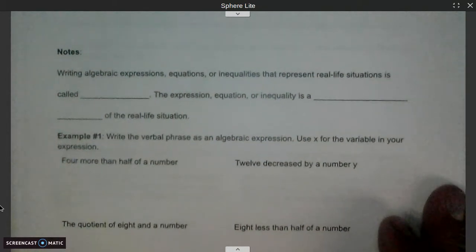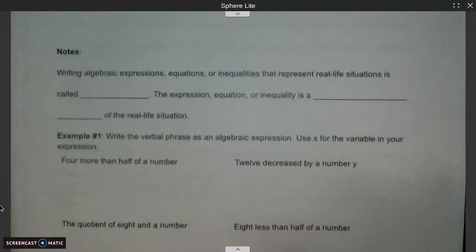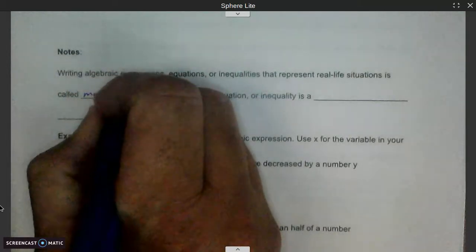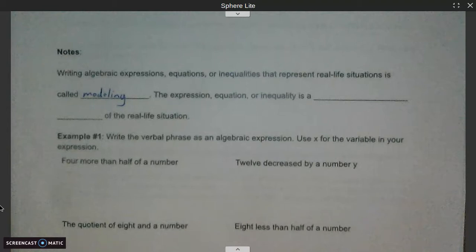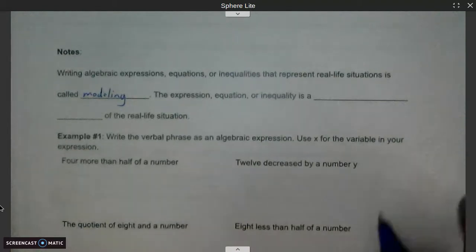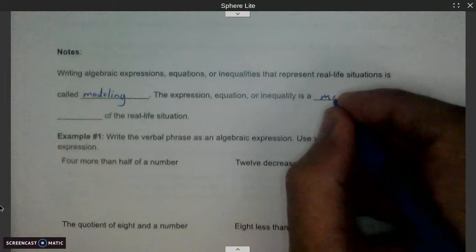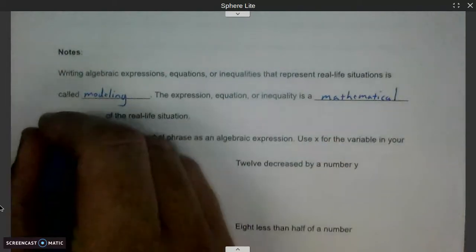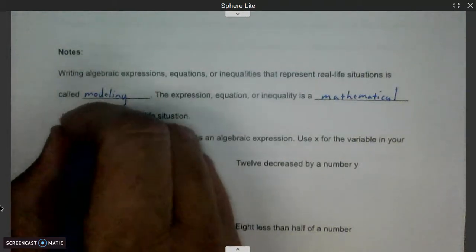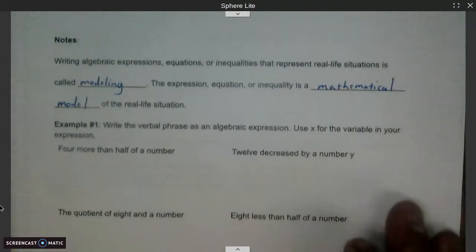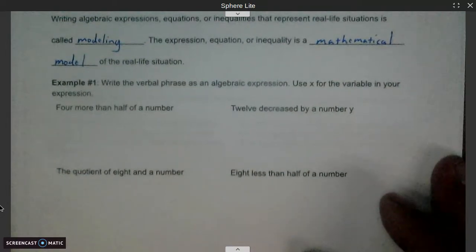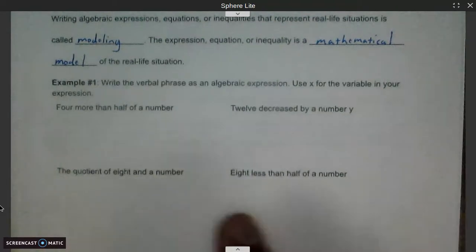Writing algebraic expressions, equations, or inequalities that represent real-life solutions is called modeling. The expression, equation, or inequality is a mathematical model of the real-life situation. Now let's look at some examples. Write the verbal phrase as an algebraic expression. Use x for the variable in your expression.